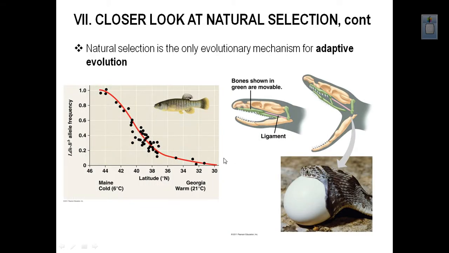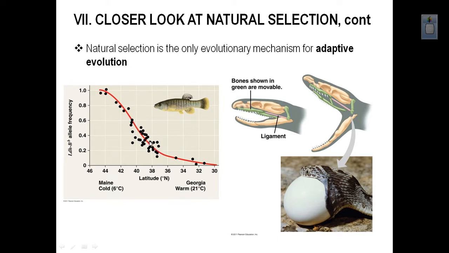Okay, a closer look at natural selection. It's the only evolutionary mechanism for adaptive evolution. So this example in this little graph is also what we had talked about earlier, how the frequency of a certain allele, which helps them have a metabolic benefit, is going to be present during whichever climate is best suited for it.